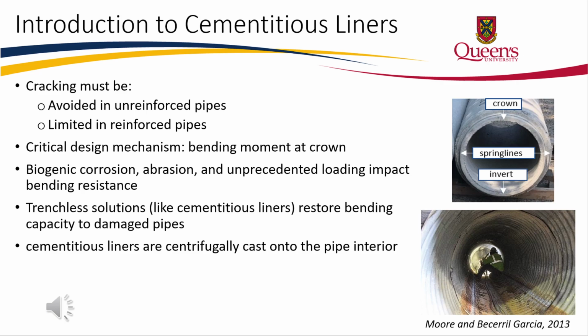These bending moments are most severe at the crown, or the top of the pipe circumference. An image showing relevant locations around a pipe circumference is provided in the top right corner of this slide for reference. The bending resistance of the crown wall is subject to deterioration resulting from corrosion, abrasion, and also increased loading due to unprecedented earth and surface loads after the initial pipe burial. This research project focuses on the need to rehabilitate intact pipes which have not undergone deterioration but have been subjected to increased loading after pipe burial.